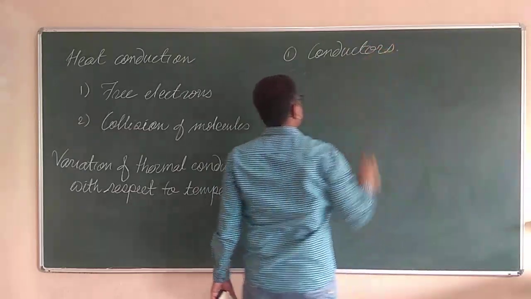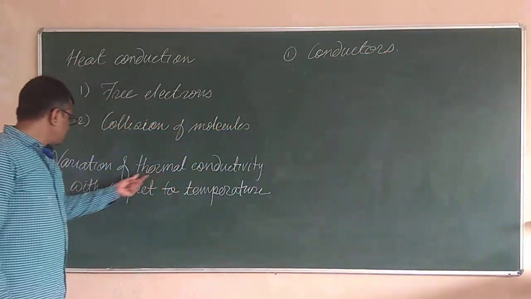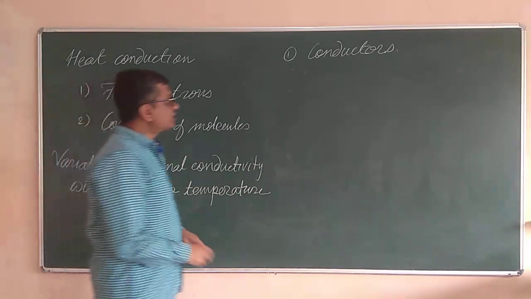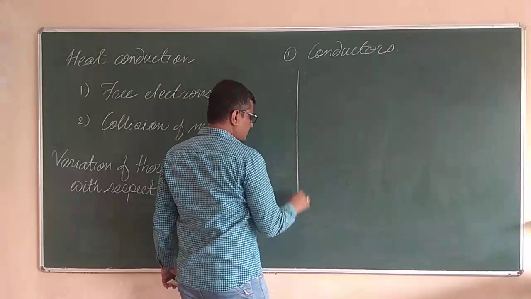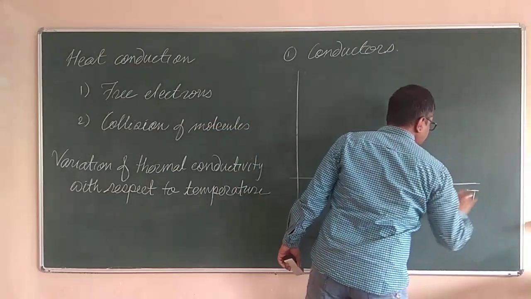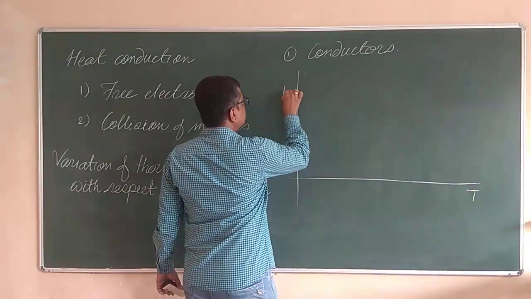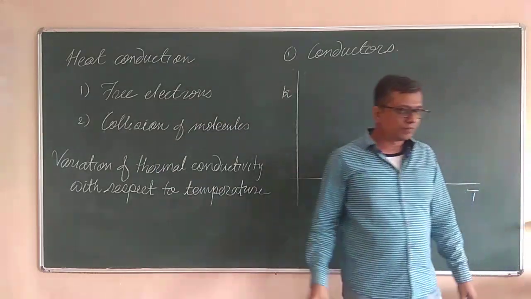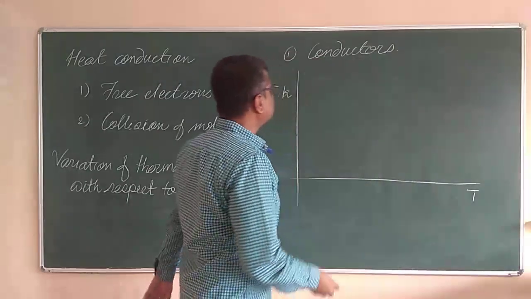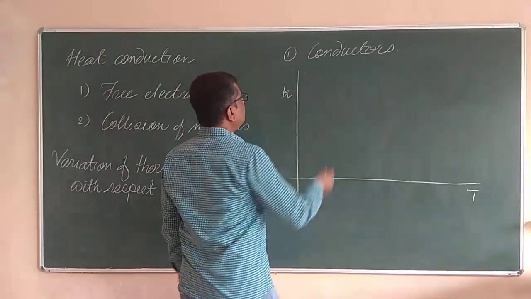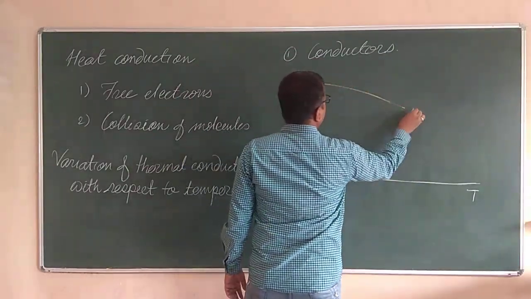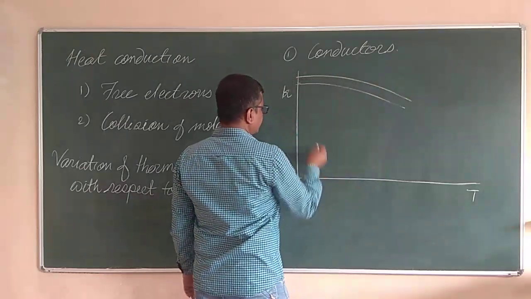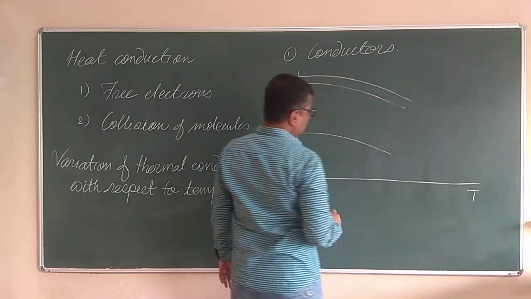Variation of thermal conductivity of conductors with respect to the temperature. Now, if I check out the variation of thermal conductivity with respect to temperature, let's say this is the temperature scale and this is the thermal conductivity scale. Into this scale, if I check out certain materials, like any conductor, say copper, the thermal conductivity goes down. Like silver, it also goes down. Some other, say iron, that is also going down.